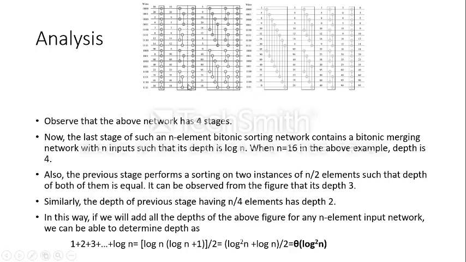If I want to generalize it for any n-element input, it will look like 1 plus 2 plus 3 plus up to log n, which is the sum of the first log n natural numbers. The sum of the first n natural numbers is n into n plus 1 upon 2. Replacing n with log n, we get log n into log n plus 1 by 2. Since the dominant term here is log square n, the complexity of this full process is theta of log square n.